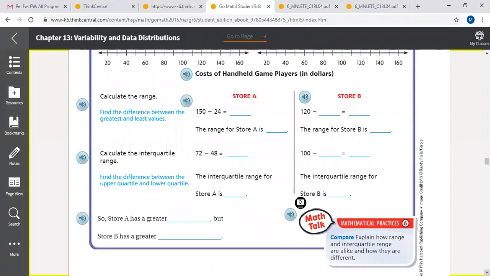So store A has a greater range, but store B has a greater interquartile range. Okay?